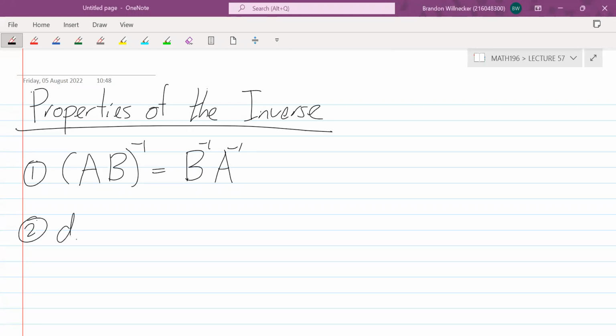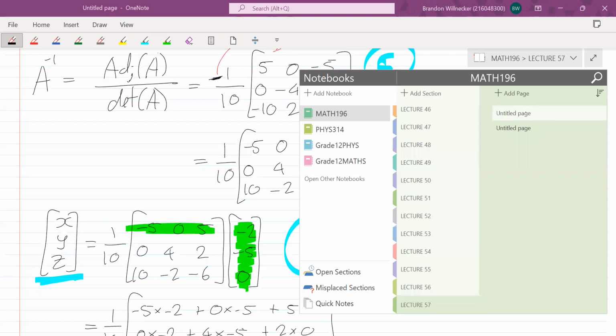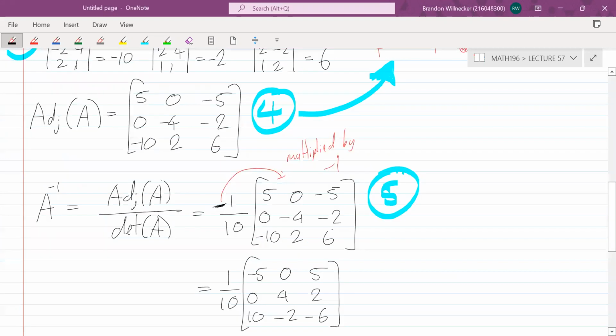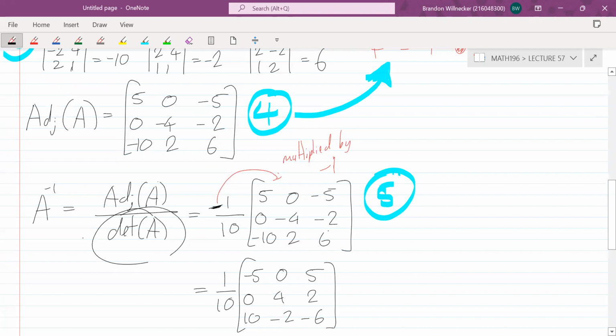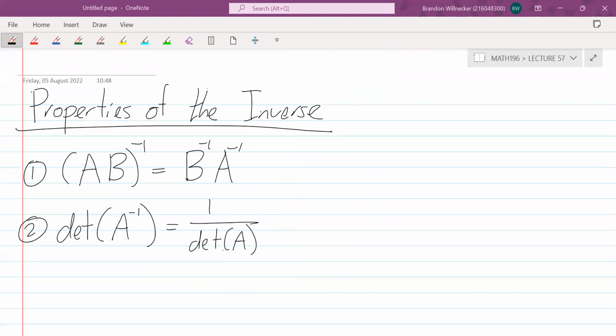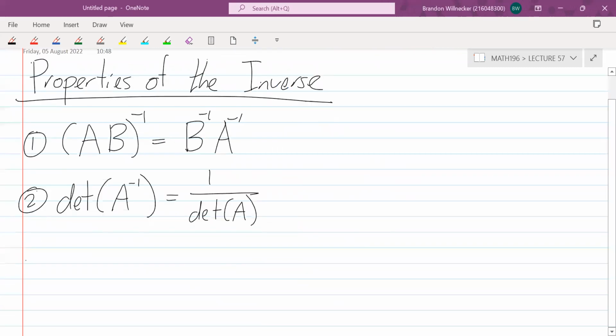Number 2, the determinant of A inverse is equal to 1 over the determinant of A. Remember that 1 over determinant that we had in the front here? That bit there, 1 over the determinant of A, is the determinant of A inverse. So that's the relation with the determinant.